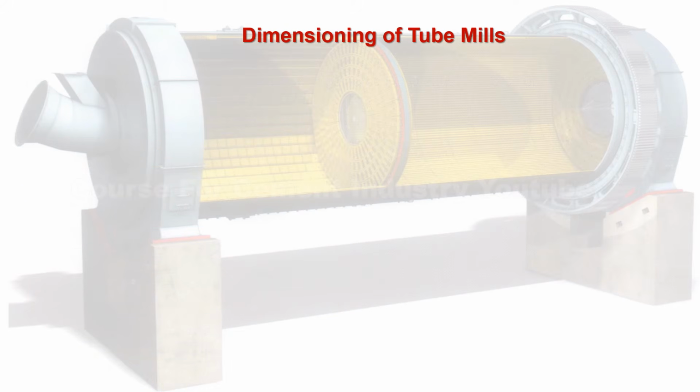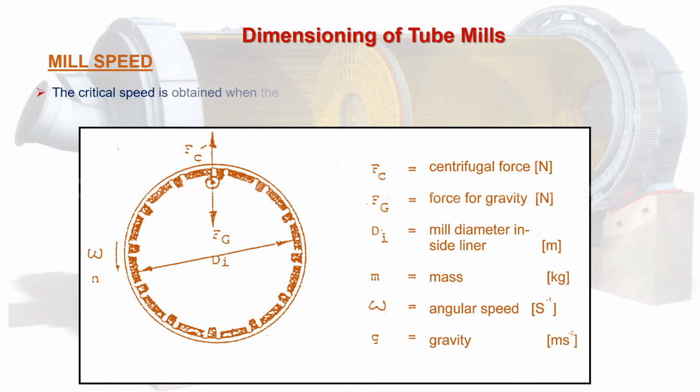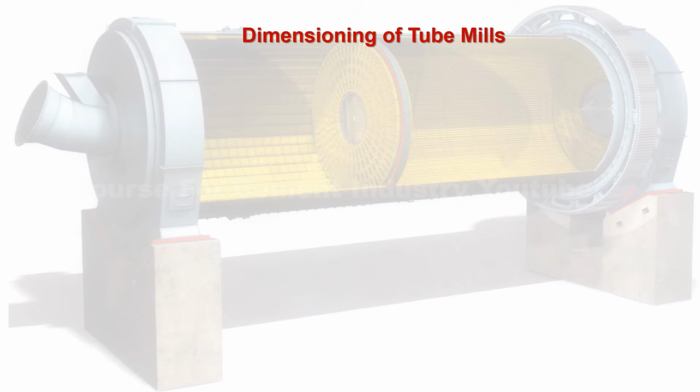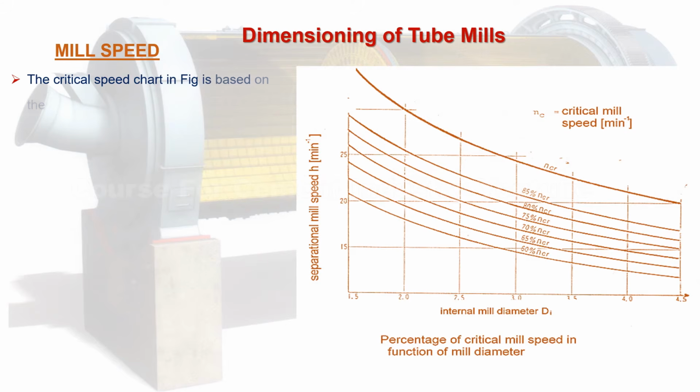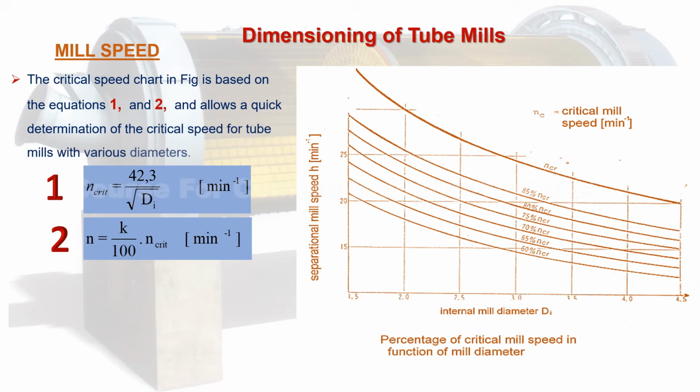Let's follow together the mill speed. The figure shows that the critical speed is obtained when the centrifugal force is equal to the force of gravity. The critical speed chart in the figure is based on equations 1 and 2, and allows a quick determination of the critical speed for tube mills with various diameters.